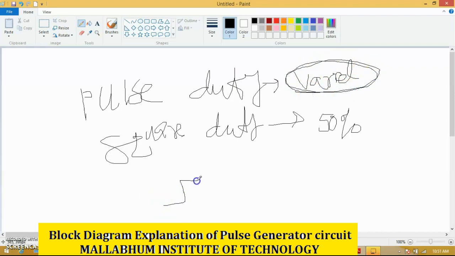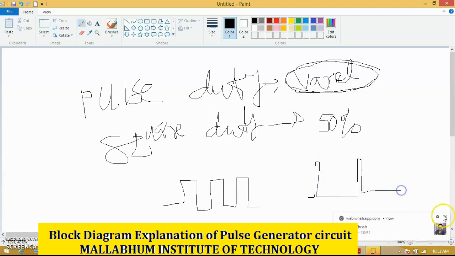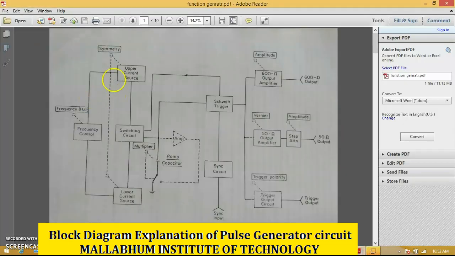So a square wave actually looks like this, so the on and off periods are the same, but in the case of the pulse it is different, like that. Okay, so now I will discuss a very simple block diagram of this. Now this is not the actual circuit, this is the block diagram. The actual circuit has already been discussed in your analog electronics course.